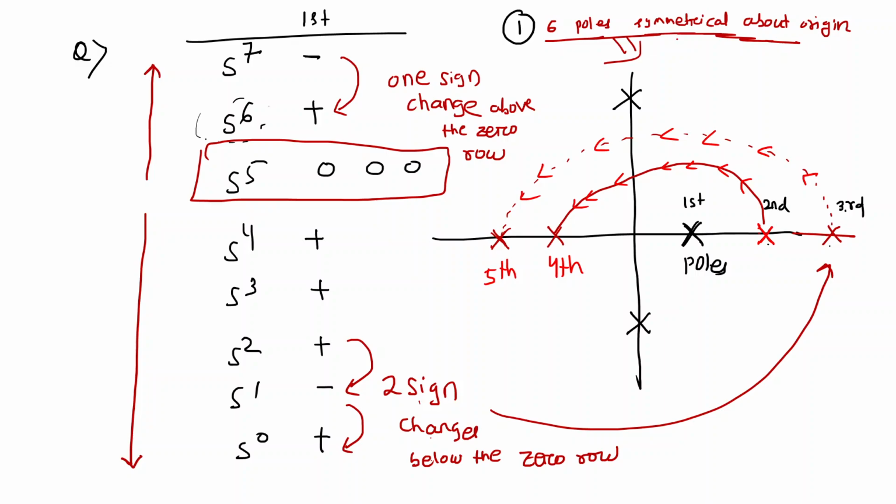If I place the 2 poles on the left hand side, is it symmetrical? Are 6 poles symmetrical about origin? It is not satisfying that condition. That's why I cannot place them on the right hand side, and I cannot place them on the left hand side. I have to make 6 poles symmetrical. So by default I have to place them on the imaginary axis. You understand?